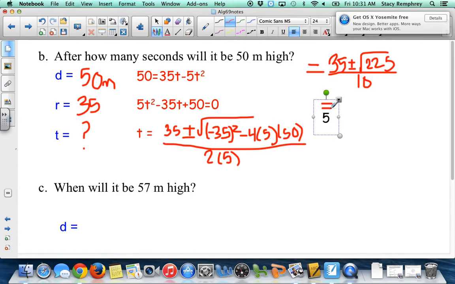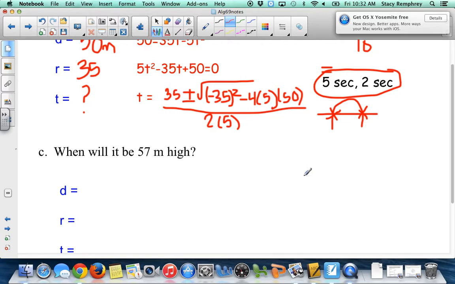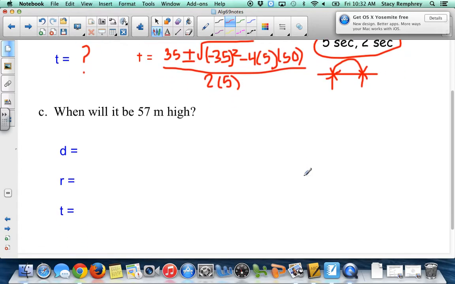You'll get 5 seconds. And let me check the other one, make sure I have that. And 2 seconds. And the reason you're getting 2 times, remember, is it is going to reach that height at 2 different times. If this is 60 meters, it's going to hit it at 2 seconds when it's traveling upward. And then it's going to go up, it's going to come back down, it's going to hit 60 meters again at 5 seconds. So it is making sense that the answer is 2 different times because it will be that height once on the way up and once on the way down.